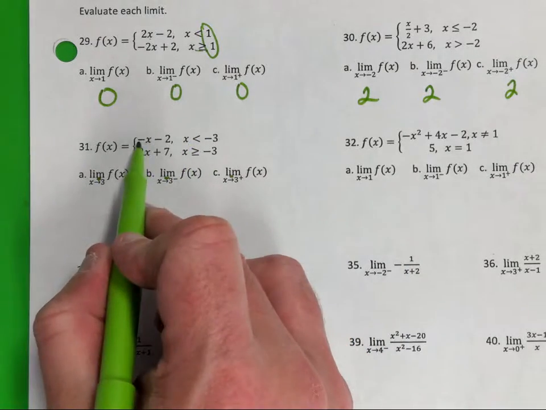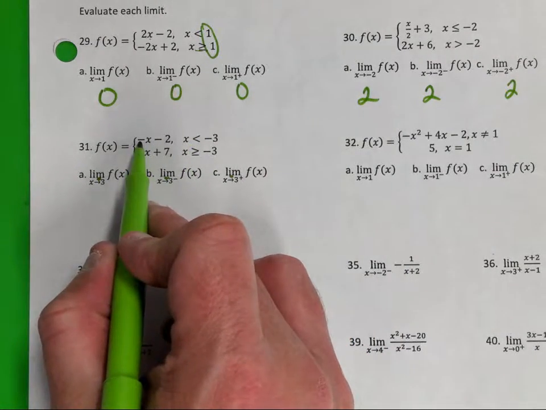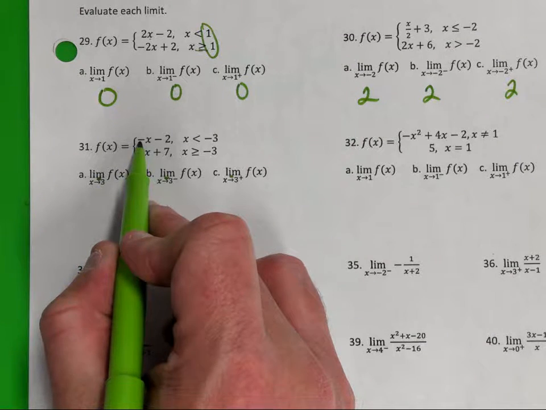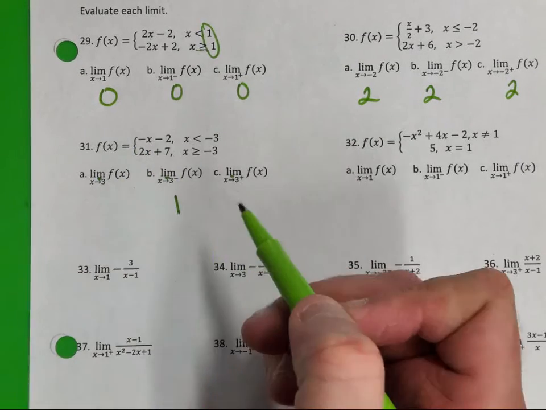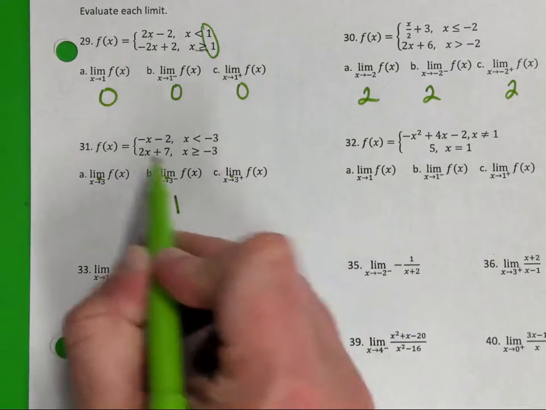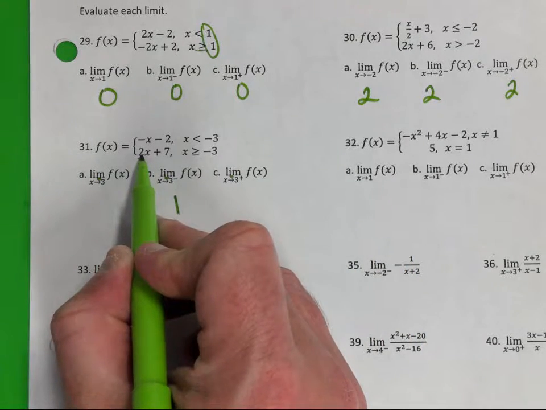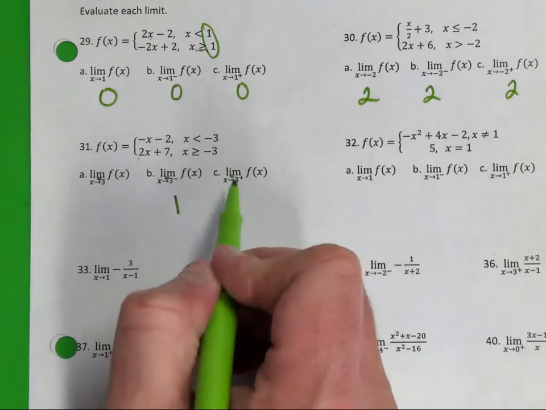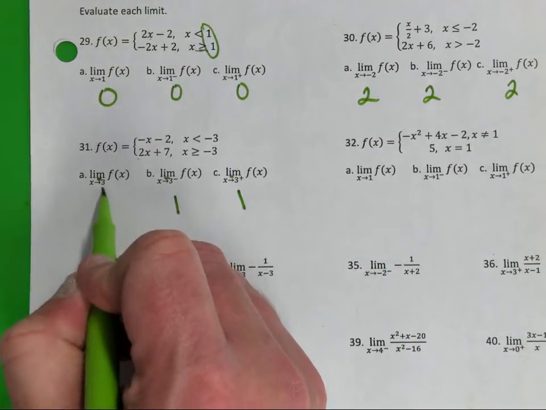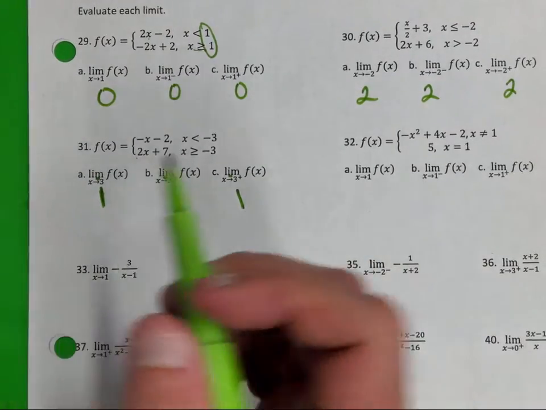I'm going to plug in negative 3, and that's a negative 3. That gives me a positive 3, double negative, isn't it? 3 minus 2 is 1. Now to the right, 2 times negative 3 is negative 6, plus 7 is 1. These are the same value, so my two-sided is 1.